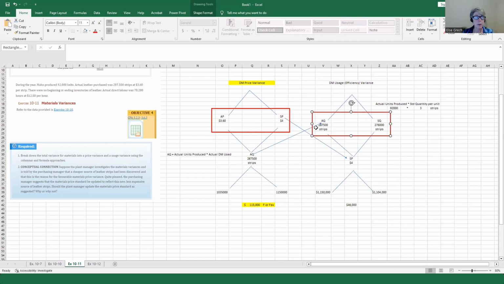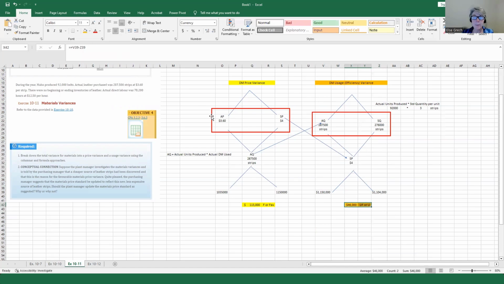Is this good for the company or bad? And you are correct. It is unfavorable. So unfavorable is usually just UF or U. So now we know that the direct material usage variance was unfavorable. Are we surprised about this?